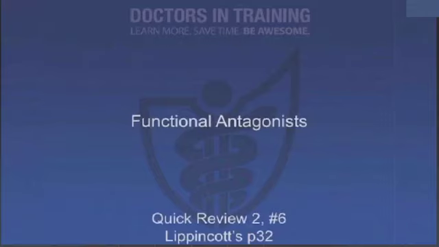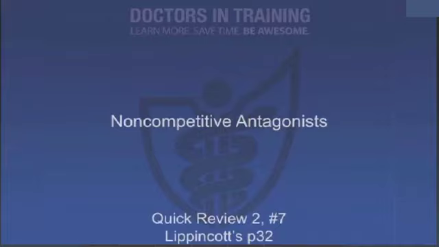Drugs that oppose the action of the agonist but do not use the same receptor are called what? These are the functional antagonists. Next, drugs that bind to the allosteric site are called what? And these are also known as our non-competitive antagonists. And that's going to conclude our quick review number 2.